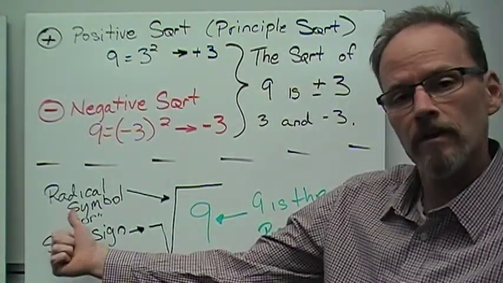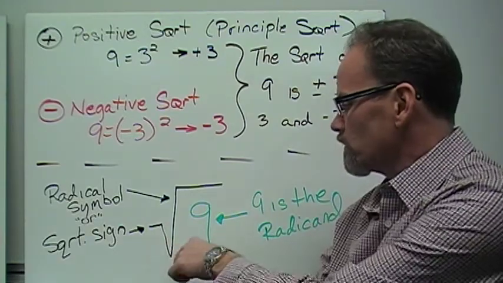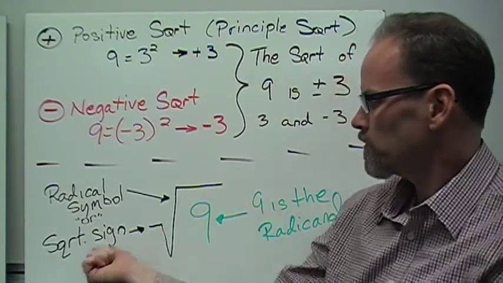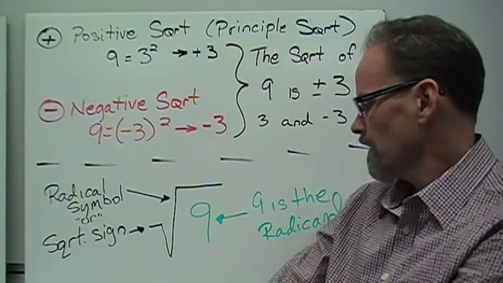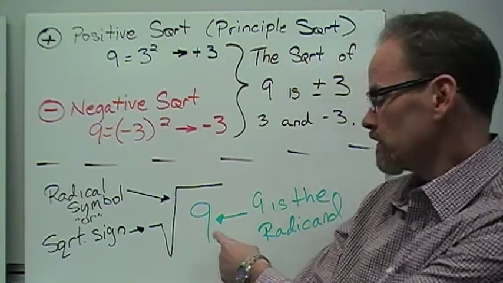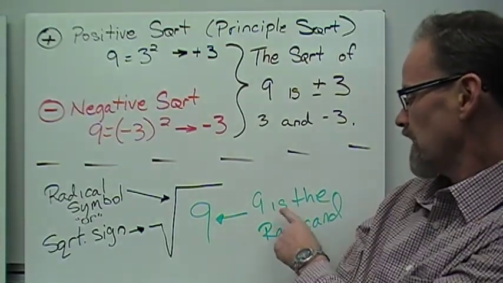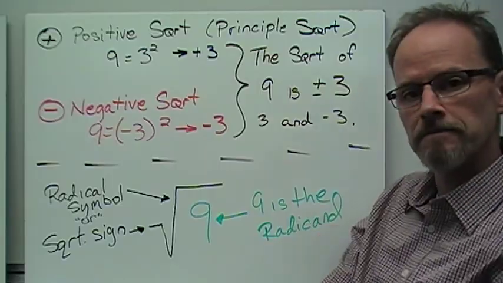Okay, a couple other things here. We have the radical symbol here. Some of you may know it as the square root sign. The number inside is called the radicand. 9 is the radicand.